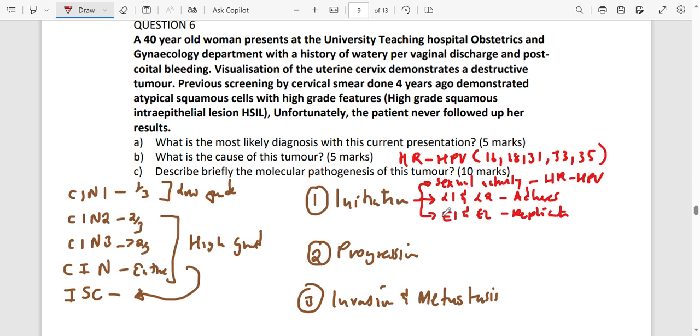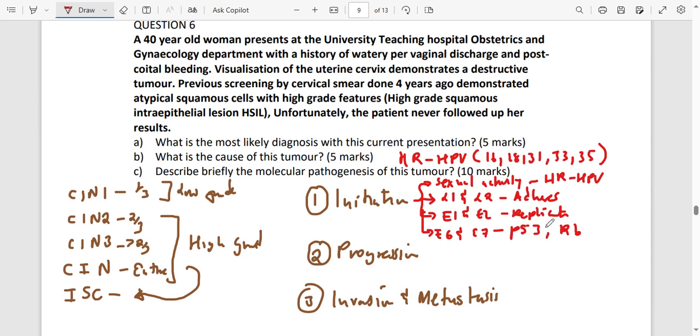And then after replication, what is going to happen is that the virus has got genes, specifically proteins E6 and E7. These are very important. E6 is going to inhibit P53. E7 is going to inhibit RB. These are tumor suppressor genes.